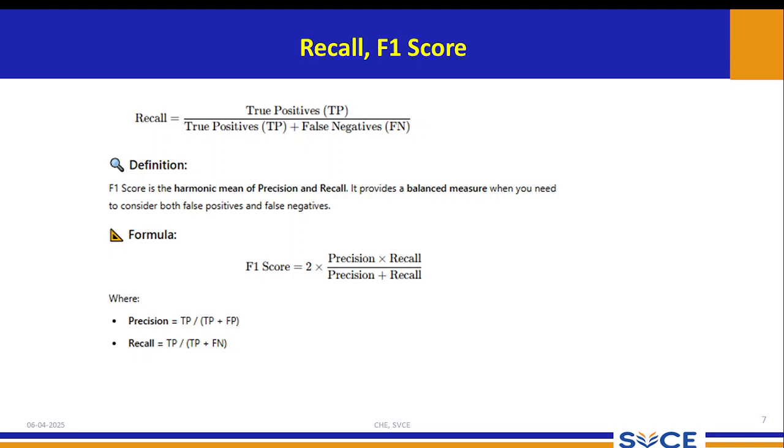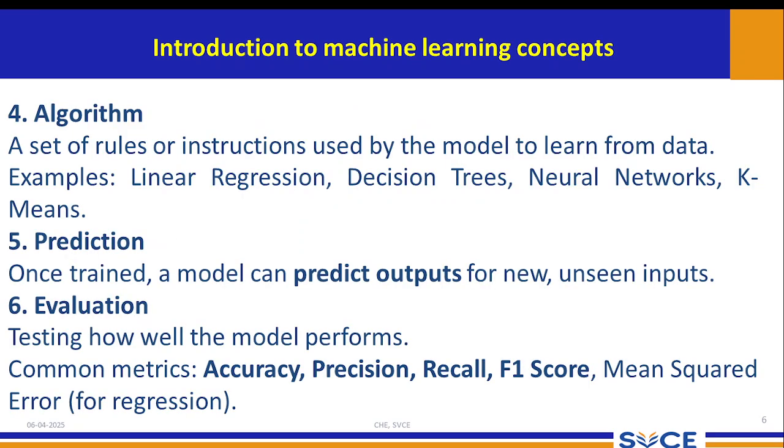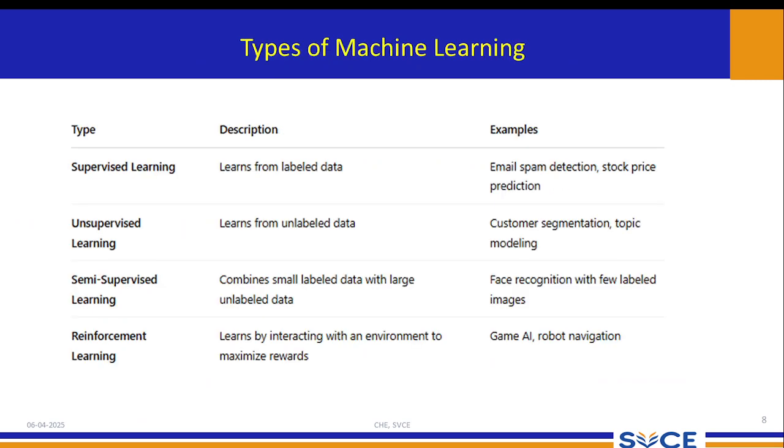And coming to the F1 score, the F1 score is the harmonic mean of precision and recall. It provides a balanced measure when you need to consider both false positives and false negatives. F1 score equals 2 times precision times recall divided by precision plus recall. It is a harmonic mean of precision and recall. That is called the F1 score. So what does it mean actually? The common metrics for evaluation are accuracy, precision, recall, F1 score, or mean squared error for regression, depending on which one is more suitable.